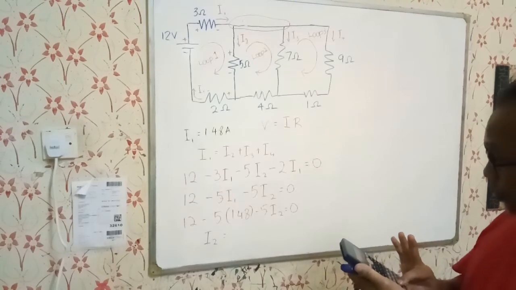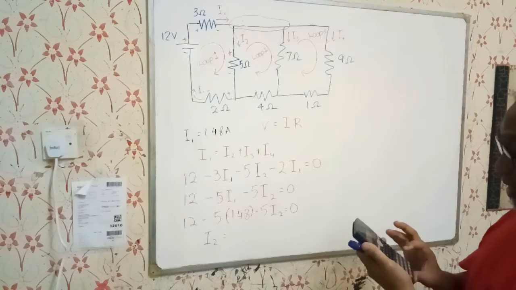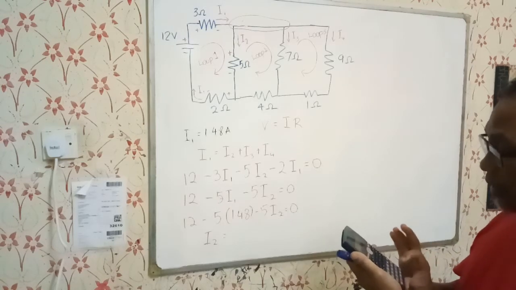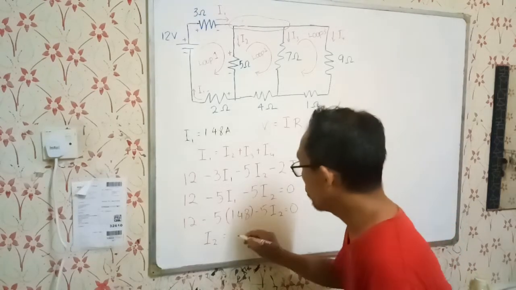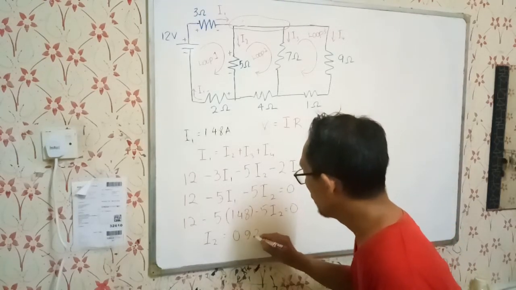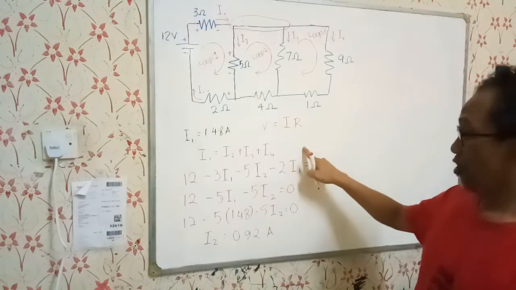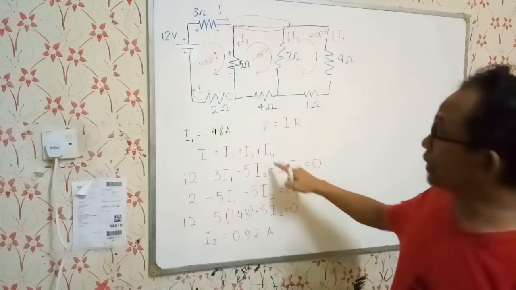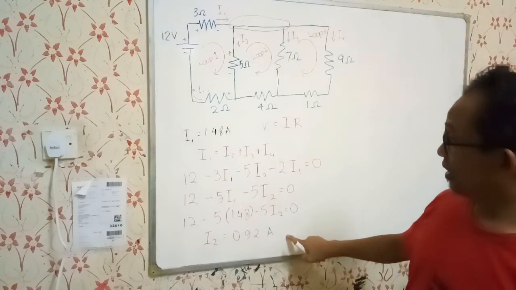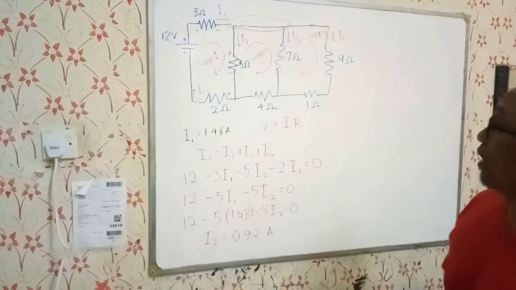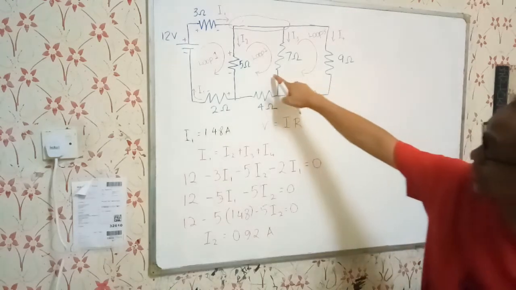Plus I2 is equal to 4.6 divided by 5. You will get I2 equal to 0.92 ampere. Okay, that is when we establish the equation in loop 1. So we already know what is I1 and I2. Now we go for I3. We go to the second loop.